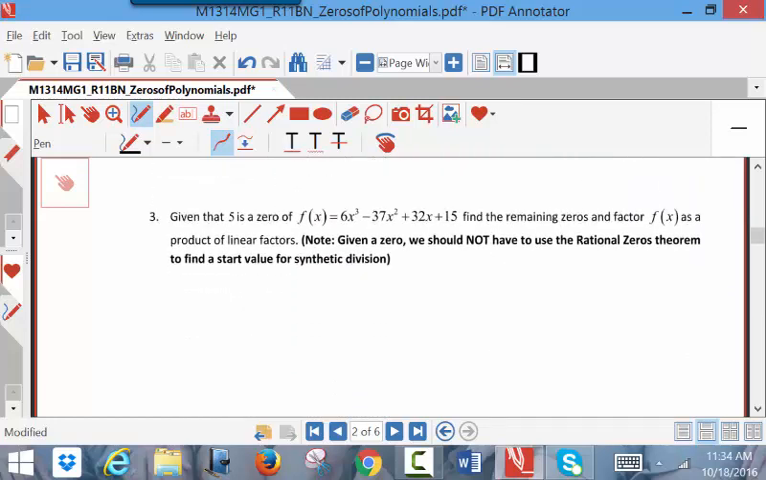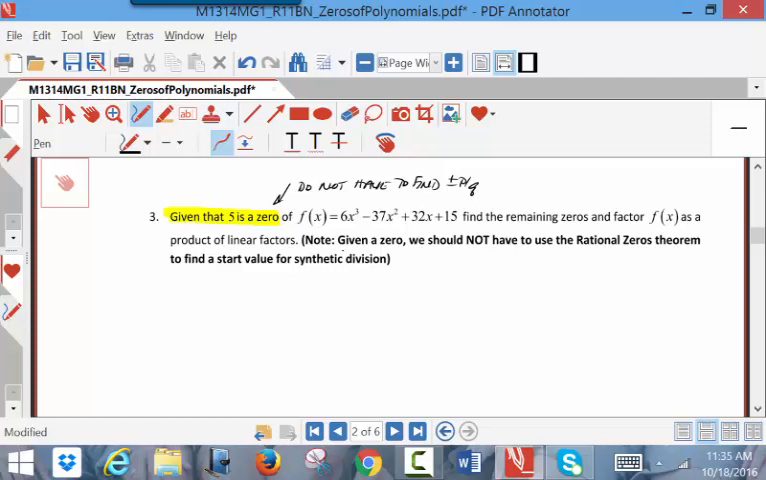Okay, so now we're really happy because the difference in number 3 is they're going to give me a 0. Yes! Because if they give me a 0, I do not have to find the plus minus p over q. I don't have to do the p's over the q's. I've got a start number. I can just jump in and start working it. So here they say, given that this is a 0, now find the remaining zeros by factoring.